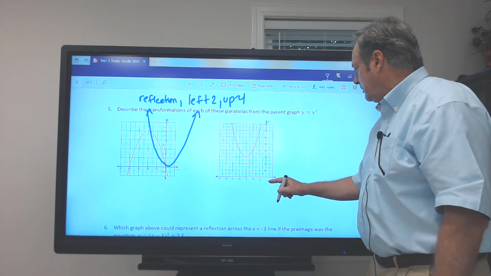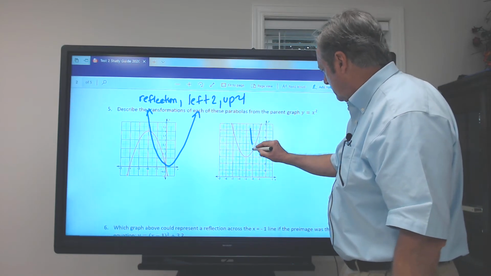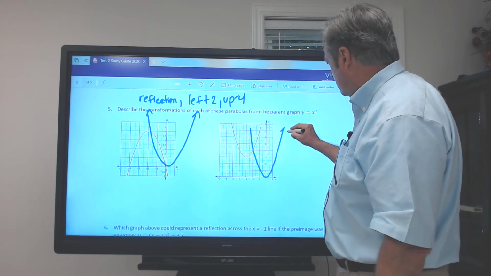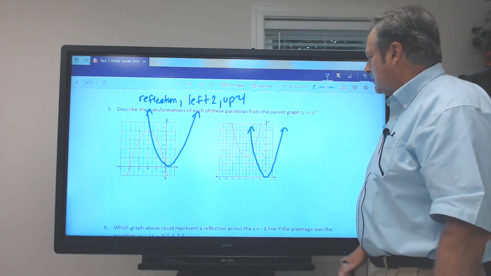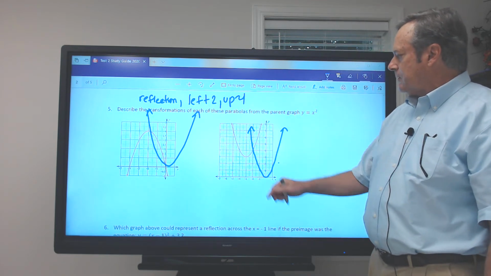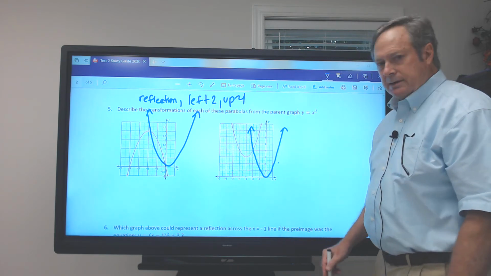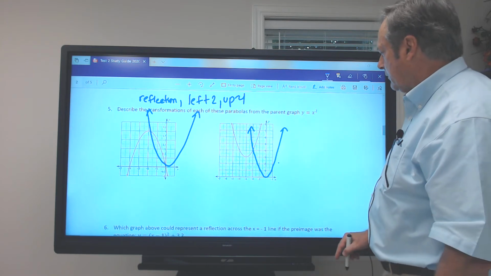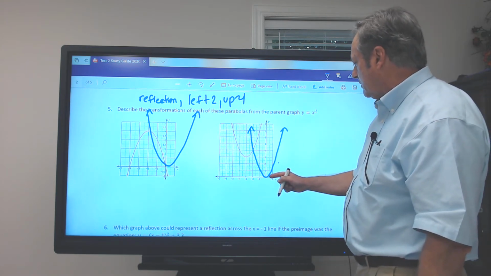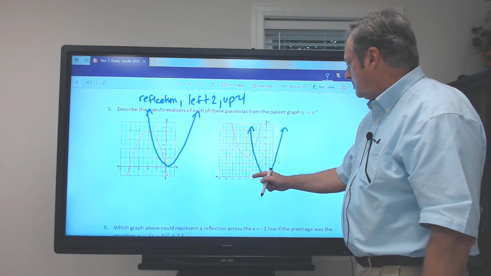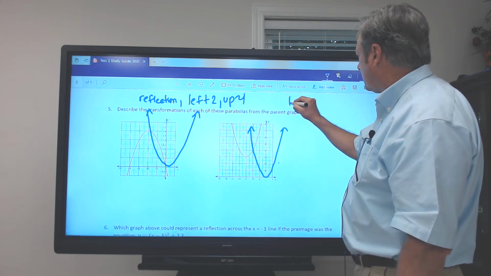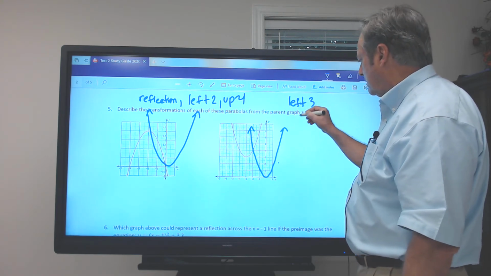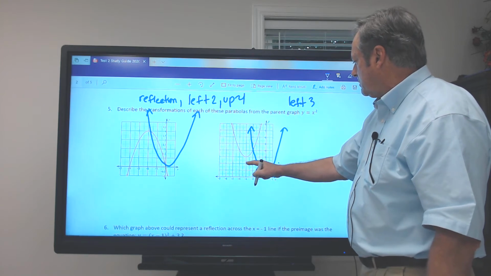All right, same deal here. Let's sketch in the parent function right there. How did we go from the parent function to that one? Well, it didn't flip, it didn't reflect, so that's cool. So I think you would agree it went left. It went left 3 and up 1, 2, 3.